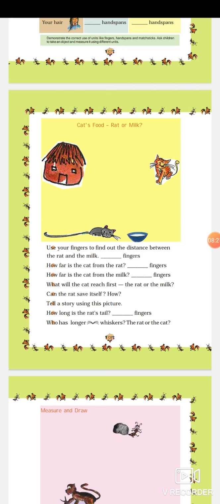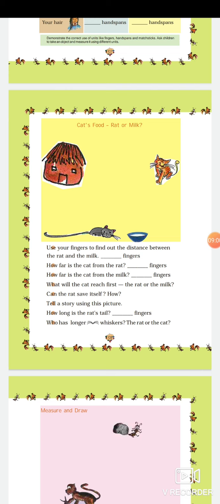Then next, what will the cat reach first, the rat or the milk? So cat will reach first to whom, to milk or to rat, that you have to find. Then can the rat save itself, how? Okay, that also you can write. Then tell a story using this picture. You can draw the picture in your copy and you can send it to me. Okay, a small story also you can write.